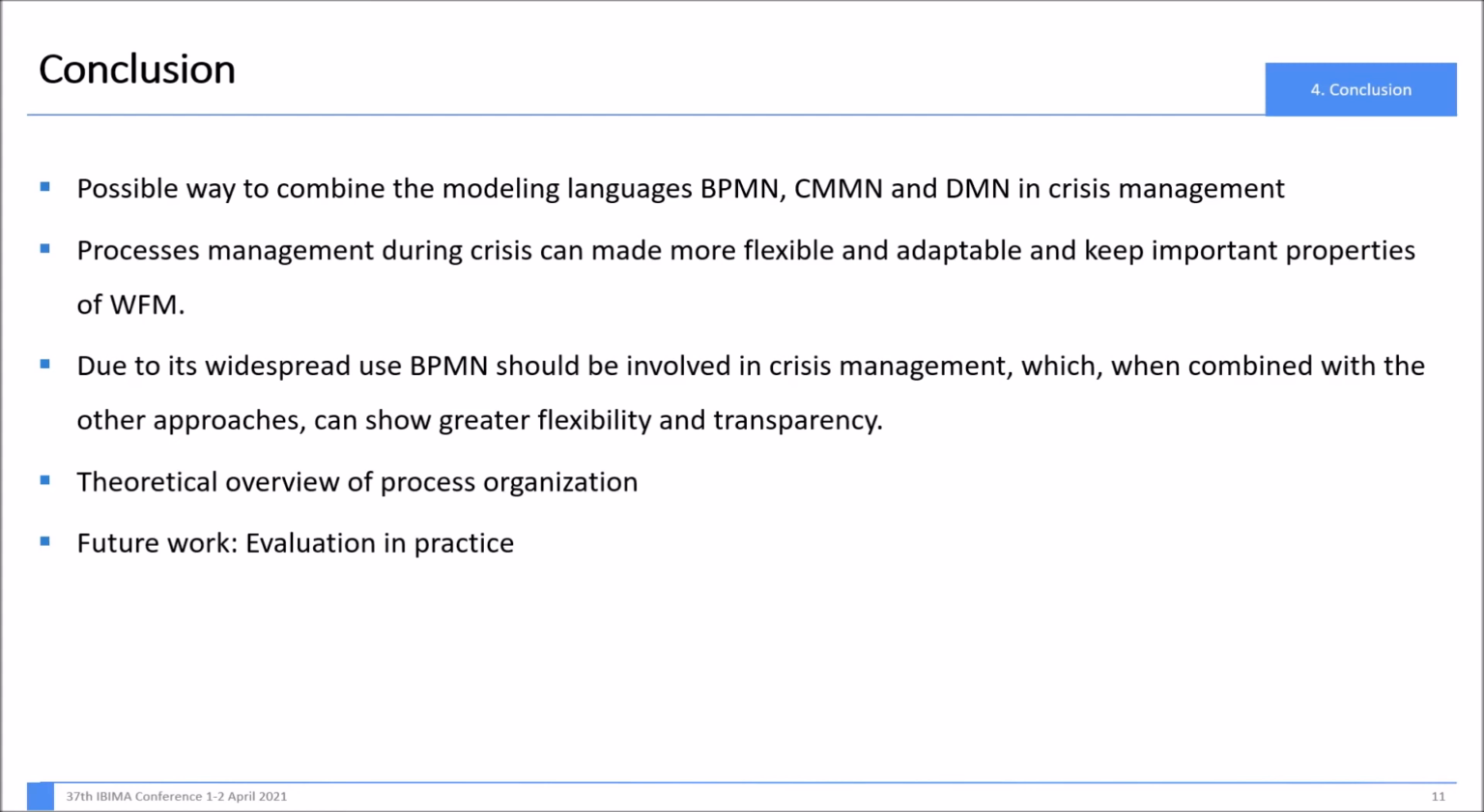Due to its widespread use, BPMN should be involved in crisis management, which, when combined with the other approaches, can show greater flexibility and transparency. This work offers the first theoretical overview of process organization with the three modeling languages. An evaluation in practice was already done during the Corona pandemic as part of university teaching, and in the future can also make a practical contribution, for example, to the acceptance of the application.